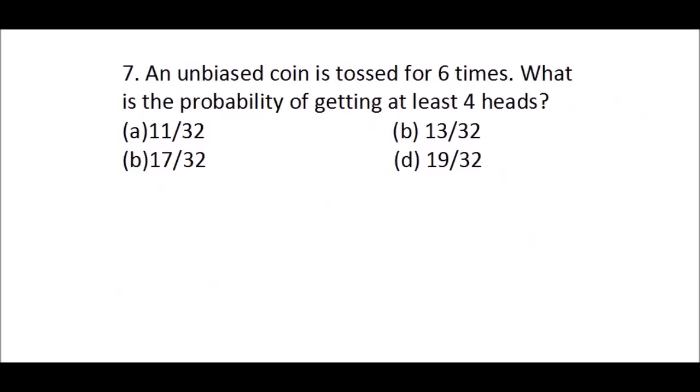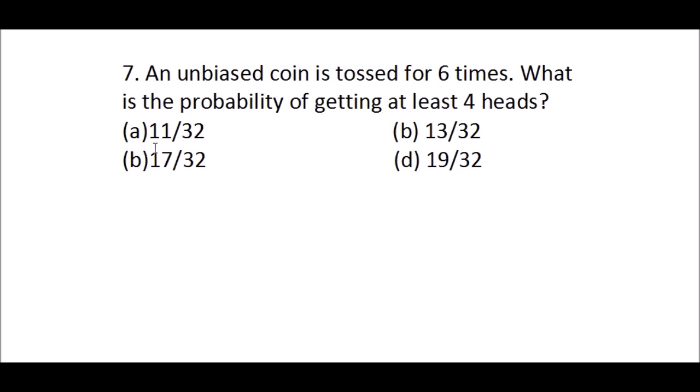Next problem is, an unbiased coin is tossed 6 times. What is the probability of getting at least 4 heads? Now this is a case of Bernoulli trials, because here there is a finite number of trials, in this case 6, and all the trials are independent, and there are only 2 outcomes, success or failure. In our case, success is getting a head and failure is getting a tail. And in all trials, the probability of success remains the same, and therefore it is a Bernoulli trial.